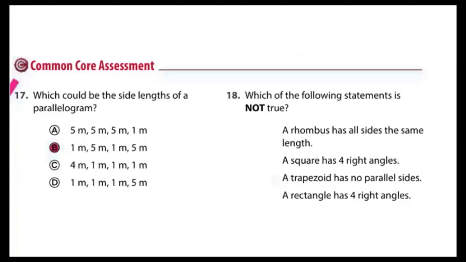A rhombus has all sides the same in length. Sure, this is a property of the rhombus. A square has four right angles. Sure. A trapezoid has no parallel sides. I'm afraid, no parallel sides. Concentrate, please. Pay attention. A rectangle has four right angles. Sure. I'm sure of that. So the statement which is not true here will be choice number C.